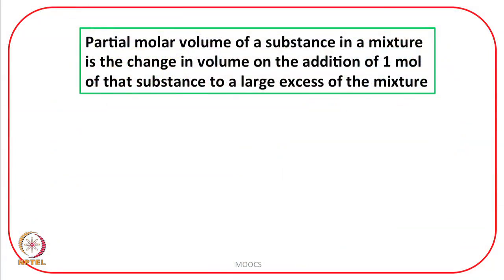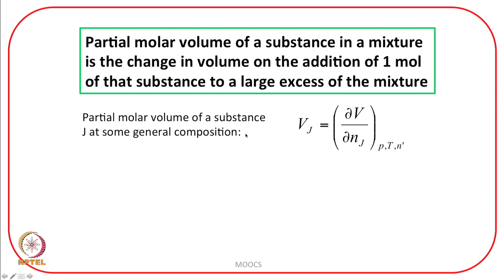Let us discuss further the partial molar volume. This is how we define the partial molar volume. The partial molar volume of a substance in a mixture is the change in volume on the addition of 1 mole of that substance to a large excess of the mixture. Mathematically, we can write an expression for the partial molar volume of a substance J. Vj we will read as the partial molar volume of the substance J, which is given by the change in volume when 1 mole of that substance J is added at constant pressure, temperature, and composition of everything else held fixed.